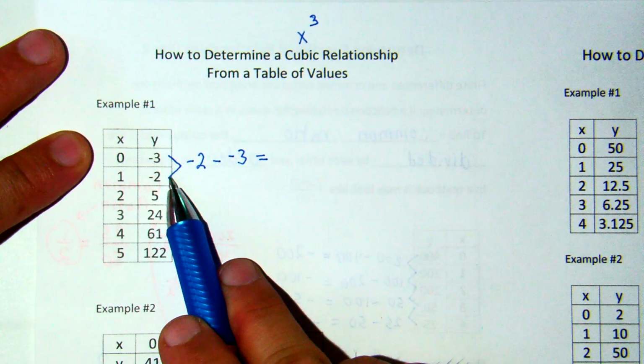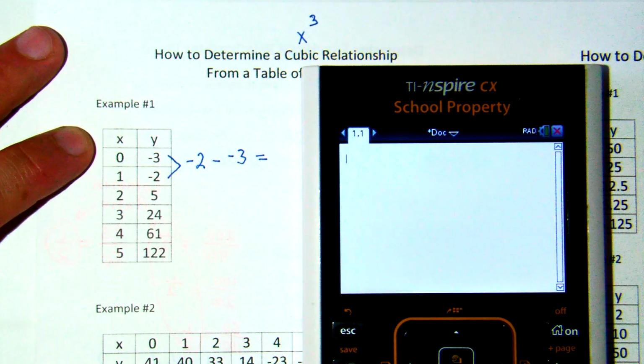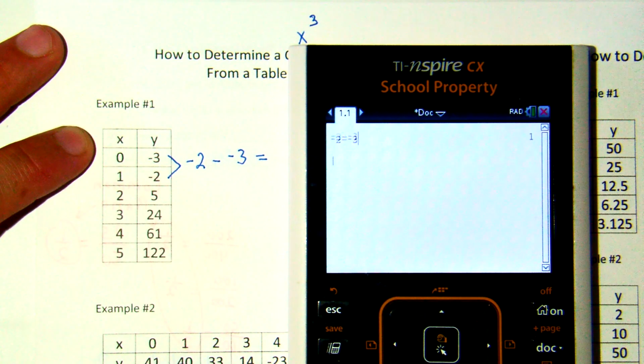Now, what I do want to stress is, if you're able to do the mental work here and show the value, awesome. But if not, then we can show that work, and we can use a calculator to help support ourselves. So I can say, what's negative 2, subtract, negative 3? And what I get? It's a positive 1. Alright, so how do I do that mathematically?